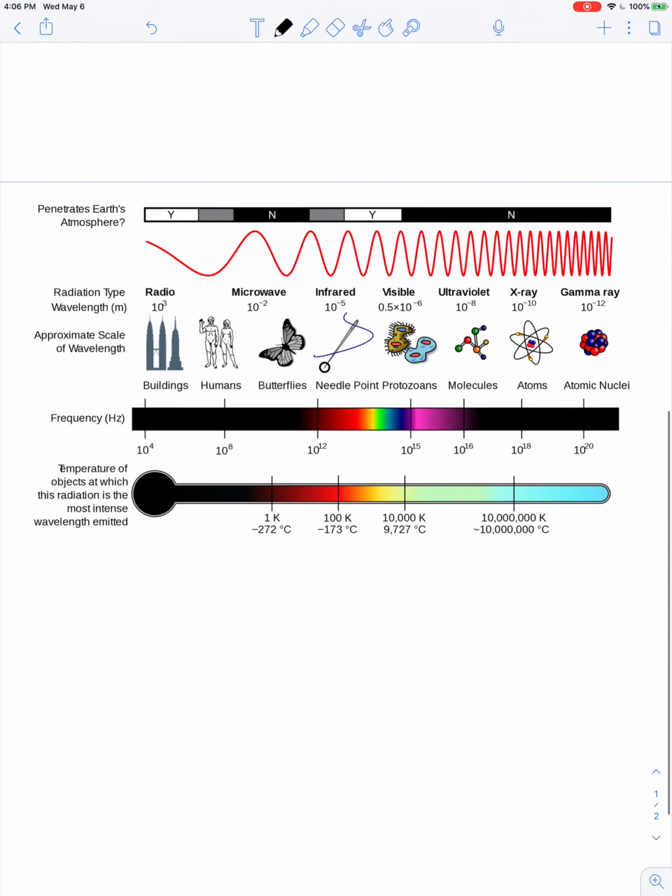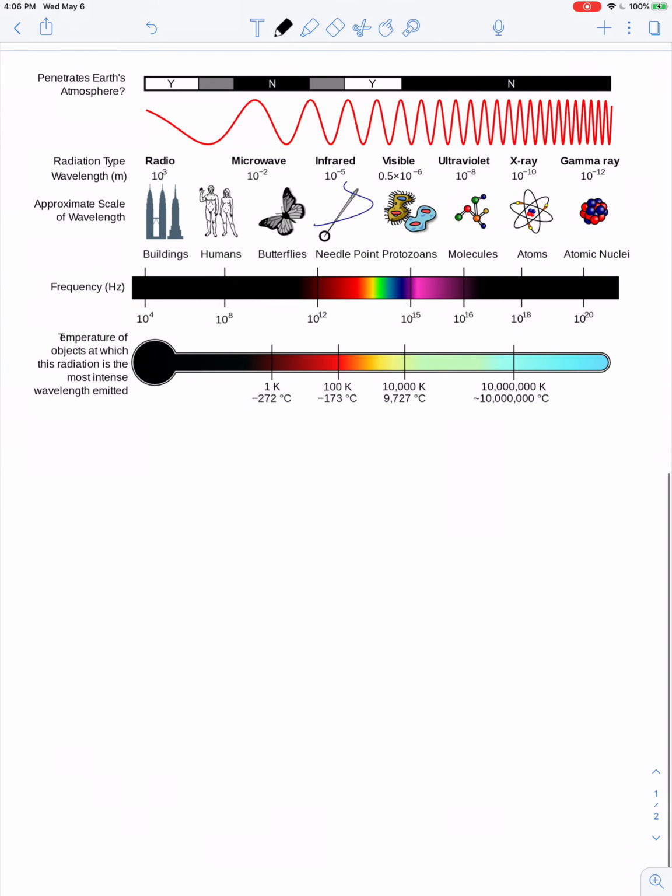This presentation of the electromagnetic spectrum gives us even more information. It tells us whether or not the type of radiation penetrates the atmosphere. So in some cases it's a definite yes or no. In other cases it's kind of a gray area. So for example, microwaves do not penetrate the atmosphere. The atmosphere is opaque to microwaves. However, the atmosphere is transparent to radio waves, and it's also transparent to visible light. So a lot of the other parts of the electromagnetic spectrum do not penetrate through our atmosphere.